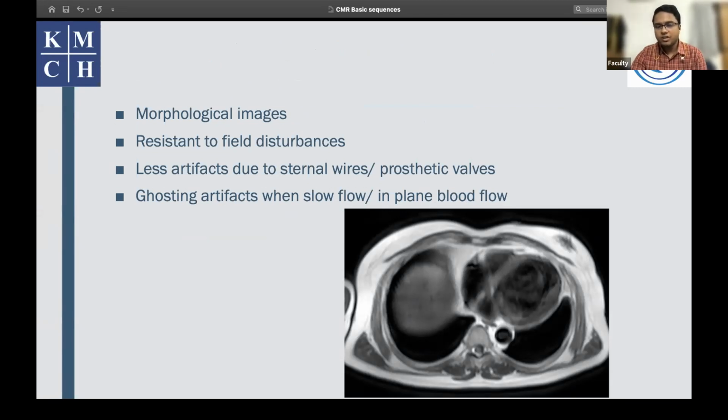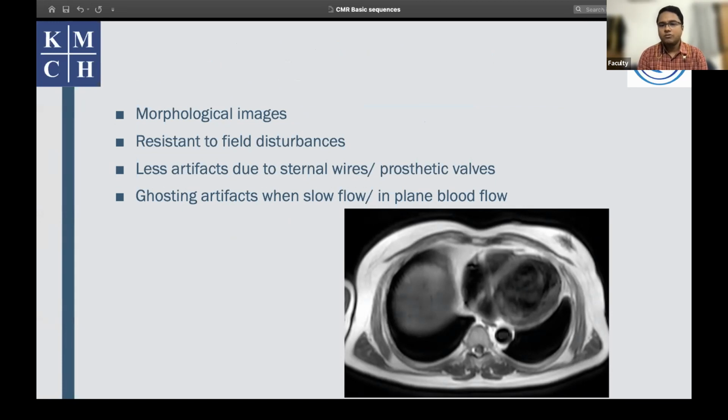These are resistant to field disturbances because, in general, spin echo sequences which use a 90-degree and a 180-degree pulse are resistant to magnetic field inhomogeneities. And hence, because of this, there are fewer artifacts due to sternal wires and prosthetic valves.